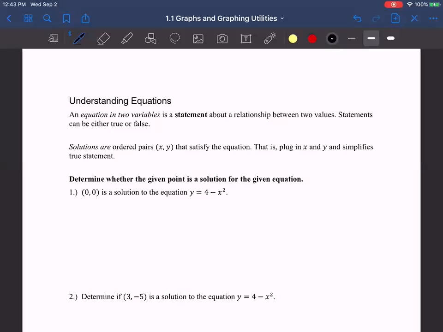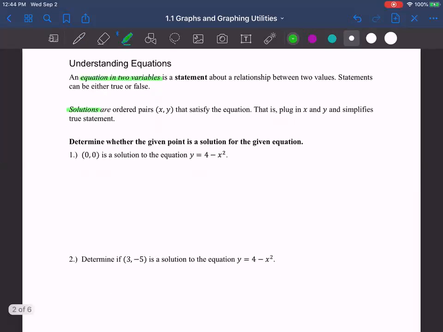So let's move on to understanding equations, this next page here. Basically, you can think of an equation. I mean, it has the word equal in it, right? So equations, you're going to have equal signs in them. An equation in two variables is a statement about a relationship between two values. Statements can either be true or false. Solutions are ordered pairs that satisfy the equation, an equation with two variables, that is. That is, plug in X and plug in Y, and the statement will simplify and be true.